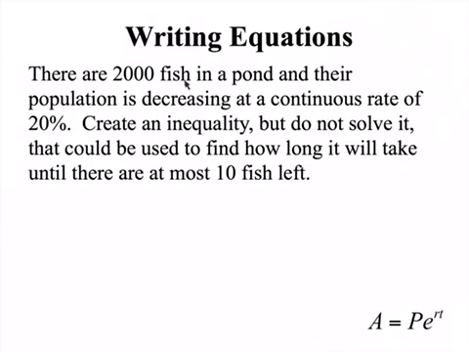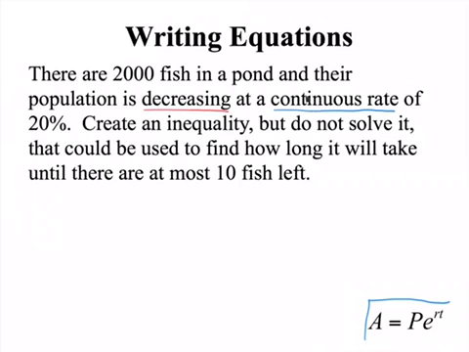There are 2,000 fish in a pond, and their population is decreasing. Let's underline decreasing. That's going to be important. What's also really important is this next sentence, at a continuous rate. Continuous rate is why we're using this formula in the corner. Whenever you see the word continuous, we're talking about a natural growth or decay, and in this situation, it's a decay. So we have this e formula.